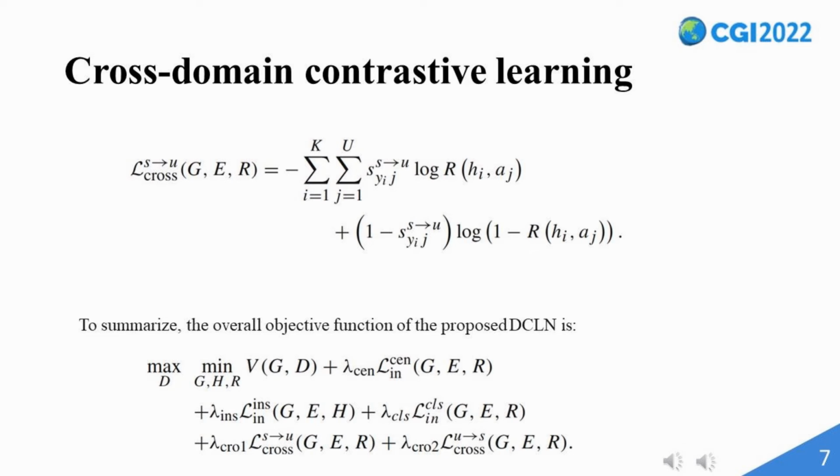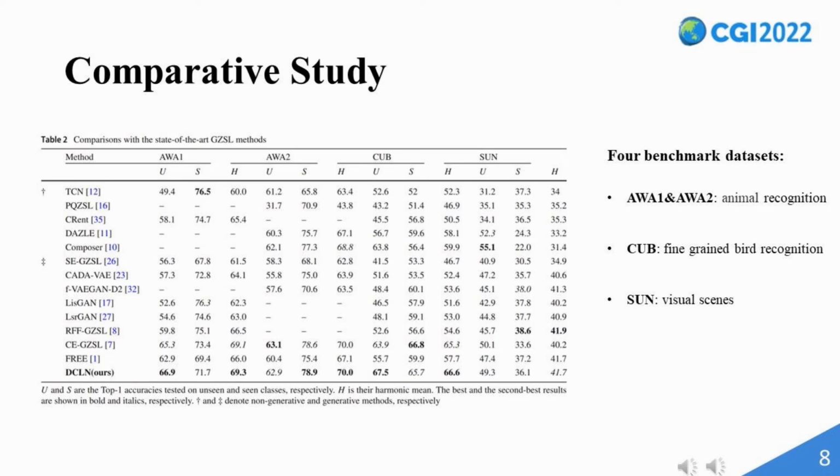To summarize, this function is the overall objective function of the proposed DCLN. Once the generator is well trained, we train the final generalized zero-shot learning classifier on the real seen visual features and the synthesized unseen visual features. Finally, the generalized zero-shot learning classifier strives to predict the corresponding class label for the test sample from either seen or unseen classes. We evaluate the proposed approach on 4 widely used datasets for generalized zero-shot learning tasks.